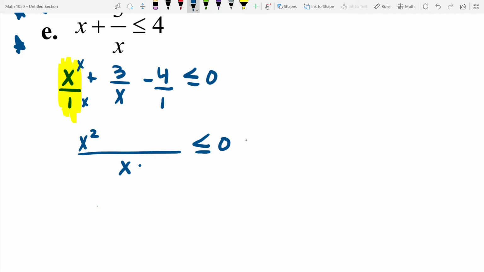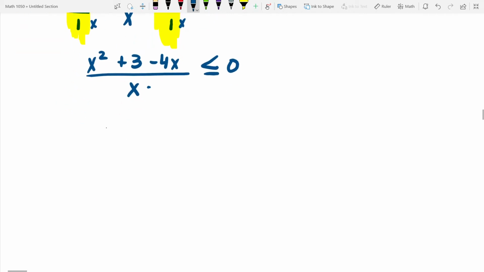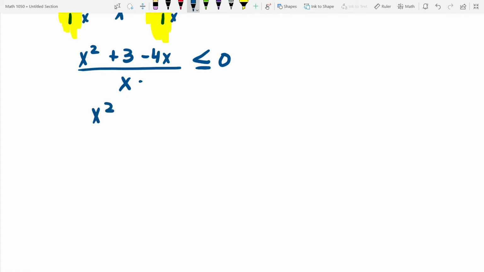The middle guy's good. He has the x. So I'm going to go plus 3. The last guy's right here, he does not have an x. So I multiplied the bottom by x to get the x. Therefore, -4 times x is -4x. That's a tough part right there. Okay? Reorder this, x to the second minus 4x plus 3 all over x is less than or equal to 0.